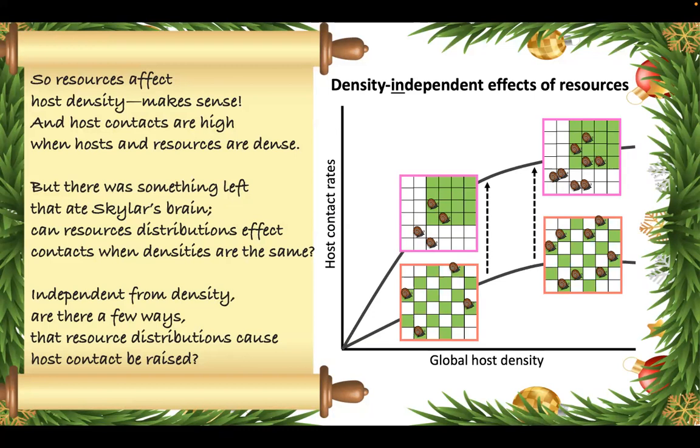But there was something left that ate Skylar's brain. Can resource distributions affect contacts when densities are the same? Independent from density, are there a few ways that resource distributions cause host contacts to be raised?